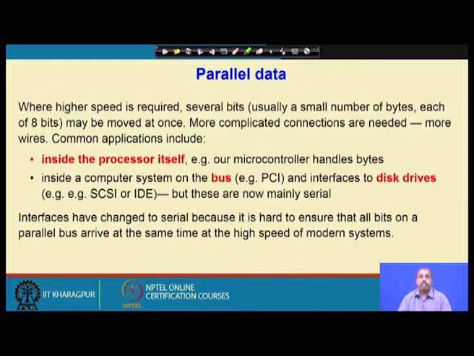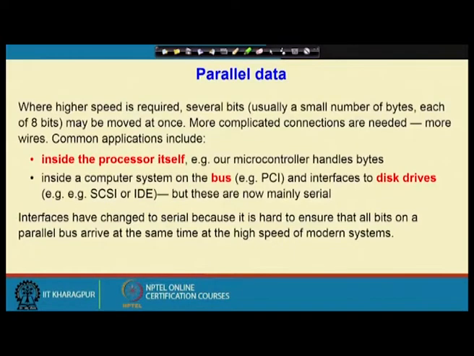One difficulty with serial transmission is that since you are transmitting serially, the time needed for the total transmission is higher compared to a parallel transmission. Parallel transmission takes place inside the processor itself. For example, microcontrollers and microprocessors can handle data in terms of bytes. Inside a computer system on the bus, for example the PCI bus, which connects the processor to disk drives and all, or SCSI and IDE disk drives, they all have parallel communication.